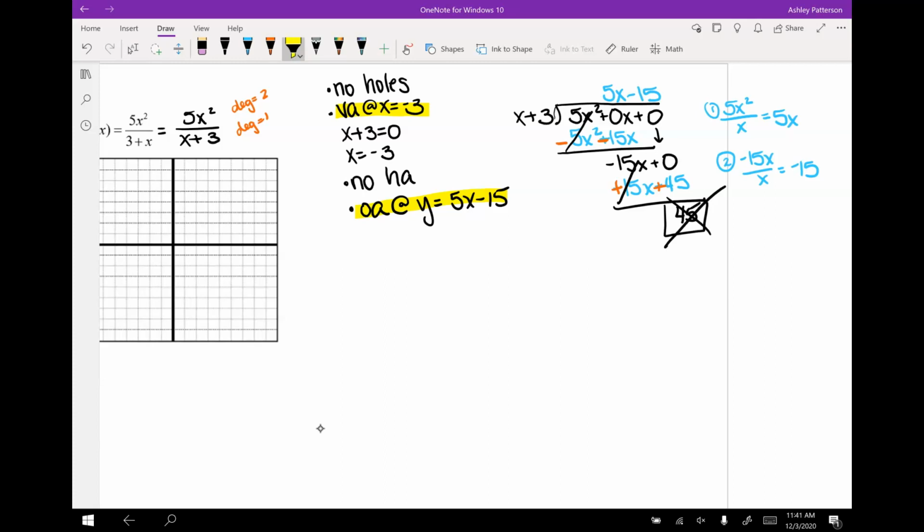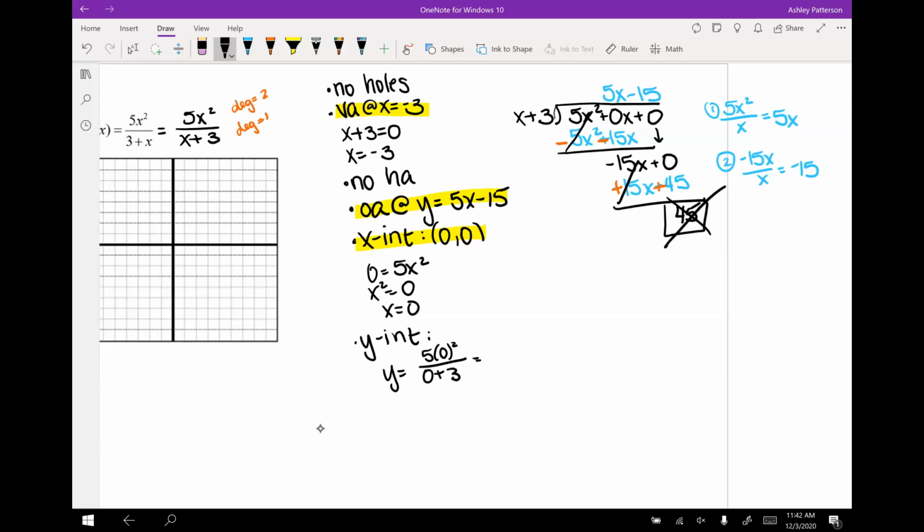Okay, x-intercept. The x-intercept comes from setting that numerator equal to 0. So 0 is equal to 5x squared. We get x squared is equal to 0, so x is 0. We have an x-intercept at 0, 0. And last but not least is that y-intercept, where we set all of our x's to 0 and solve. Well, in the numerator, we get 0 over 3. Well, 0 divided by anything is 0, so our y-intercept is at 0, 0.